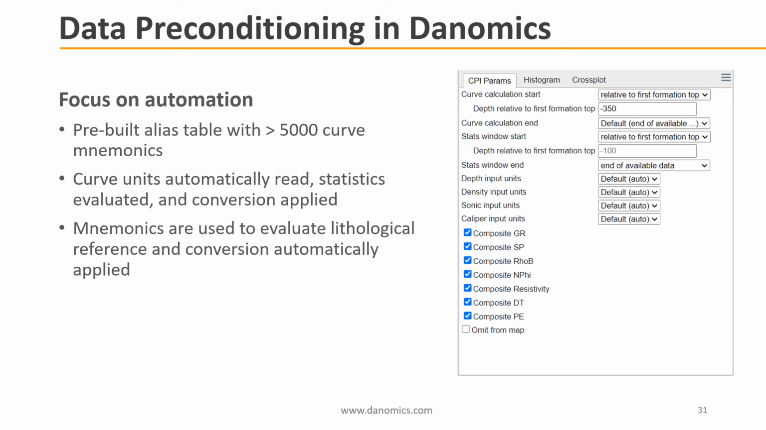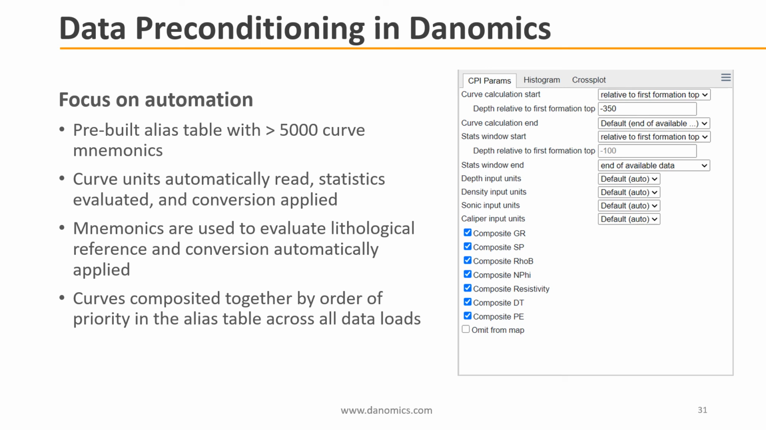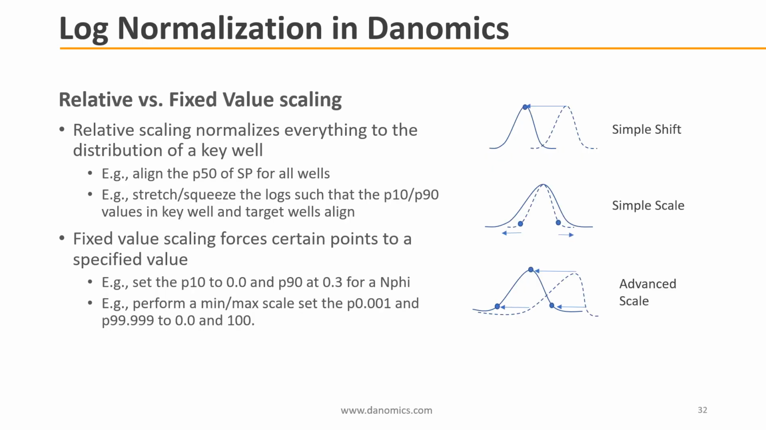So we'll take those disparate types like density porosity sandstone, density porosity dolomite. We alias those separately. We evaluate them separately before converting them back to a bulk density. So we try to handle everything automatically before we do that compositing. And that's all done in the background, really, with no user interaction necessary.